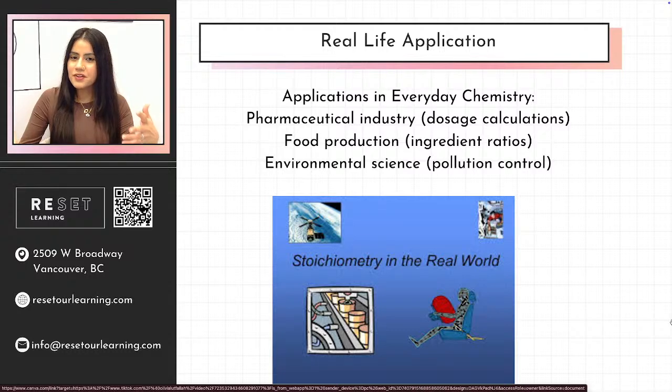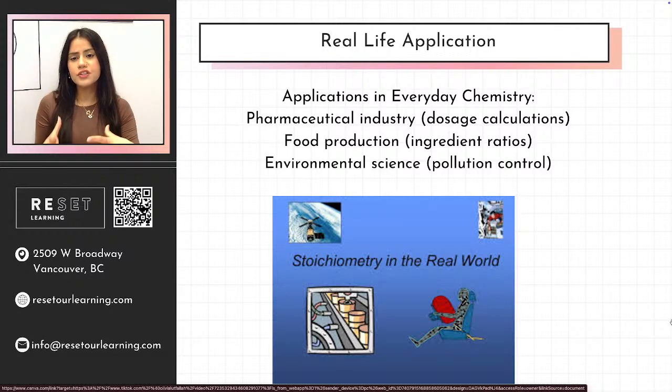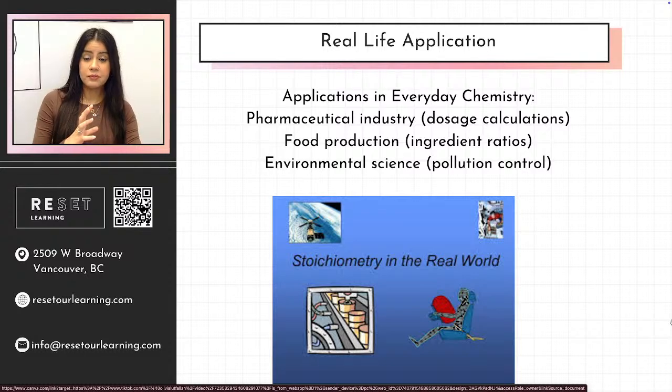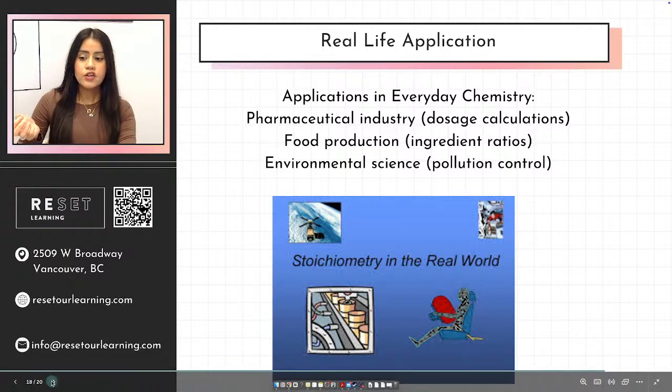Okay, let's conclude it by why do we really care about this? How is this applied in real life? So it's actually applied in everyday chemistry. So pharmaceutical industry, so when you go to get your medicines, they have to do their dosage calculations. They use stoichiometry to do that. Food production, so ingredient ratios, right? When you're baking a cake, you need to know how much milk you're using, or whatever you're trying to make, how many ingredients you're using and how much product that will make, so how much of that food you would be able to make through it. And then environmental science, so pollution control, again you need stoichiometry for that.